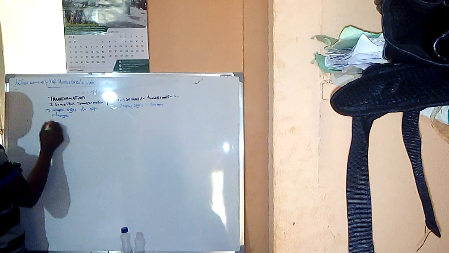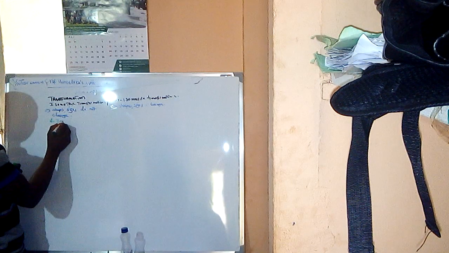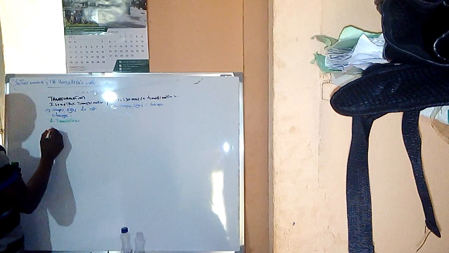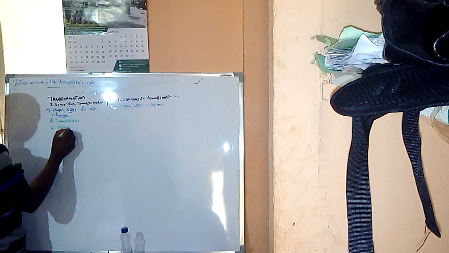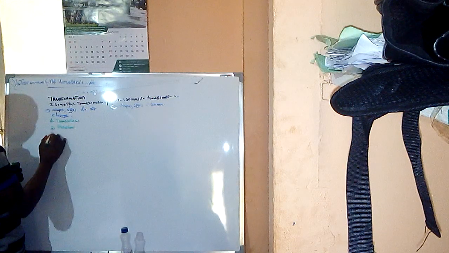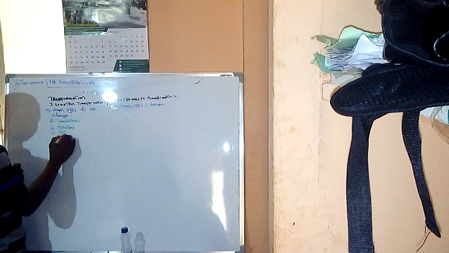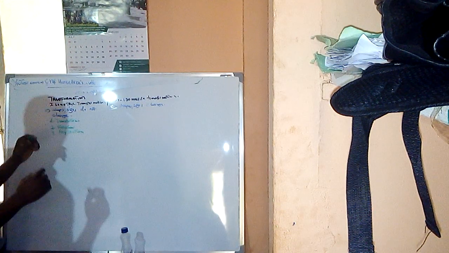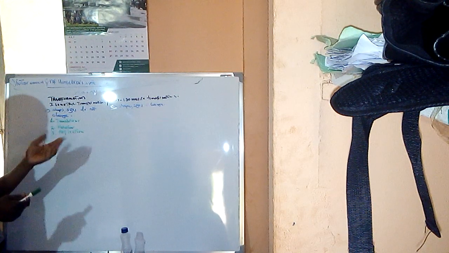So we have got translations. We also have got rotations. We also have got a reflection. So these are the 3 common isometric transformations: translations, rotations, and reflection.